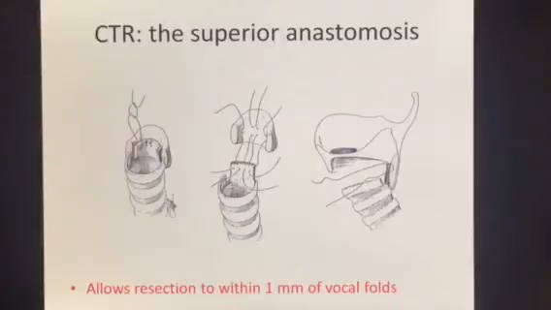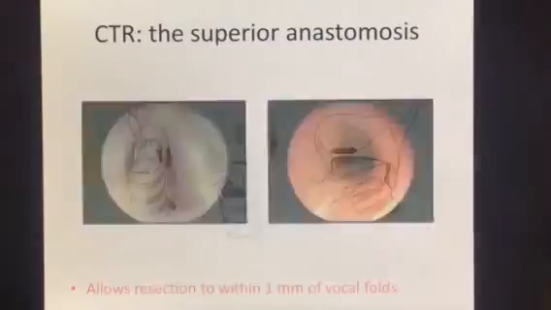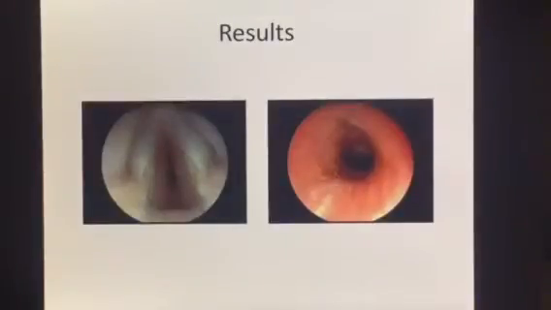The superior anastomosis, by sliding this up, allows resection within 1 millimeter of the vocal folds for this procedure. So if you have a superiorly based flap, you can't get this close. These are post-operative photos from a child who had a cricotracheal resection.